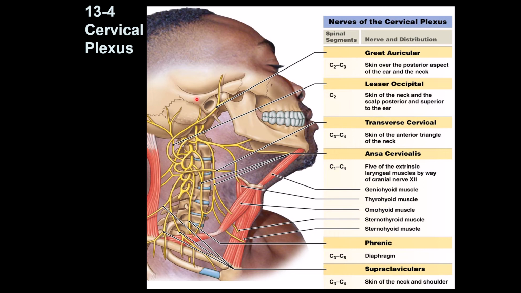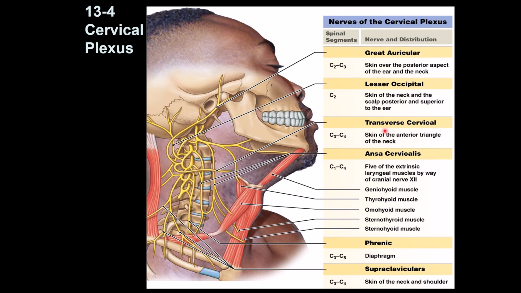This is called the greater auricular. This is the external acoustic meatus, and it's supplying the area around the ear. So the posterior aspect of the ear and the neck area is supplied by the greater auricular. Then you have the lesser occipital. The lesser occipital supplies the back of the upper neck, near the occipital area, and also this area, a little bit of the ear, the superior part of the ear.